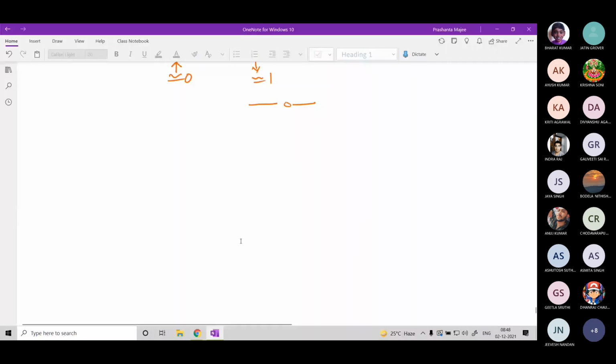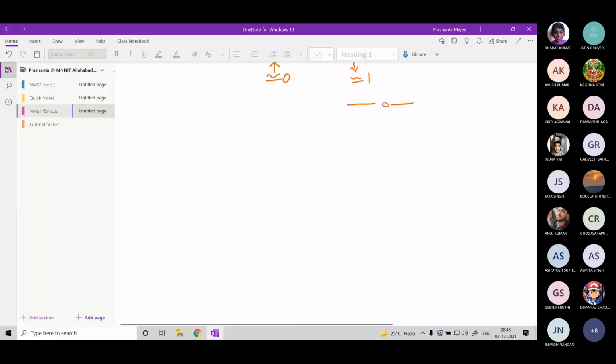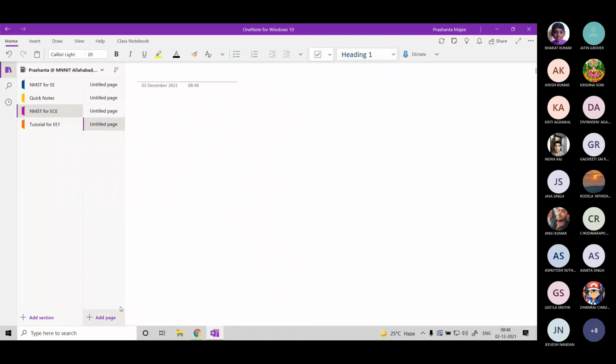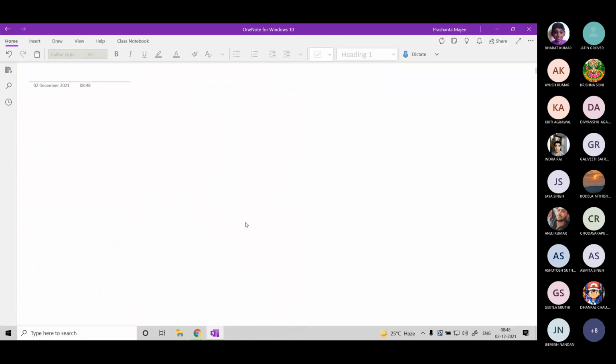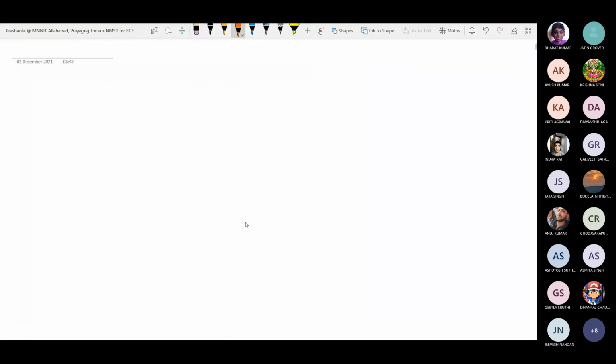So let me briefly give you the overview of the next unit. It will not take much time, though it would if I explained in detail. So the next unit is about interpolation. Let me add a new page. Interpolation.